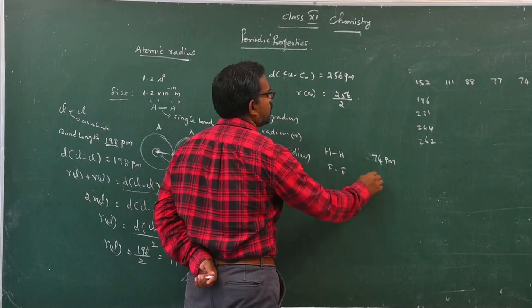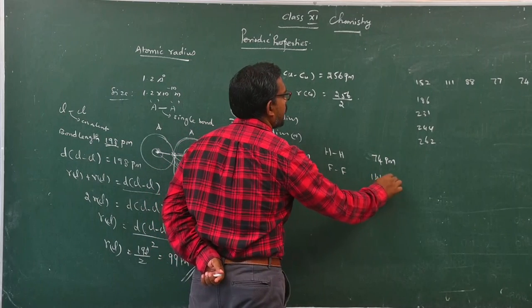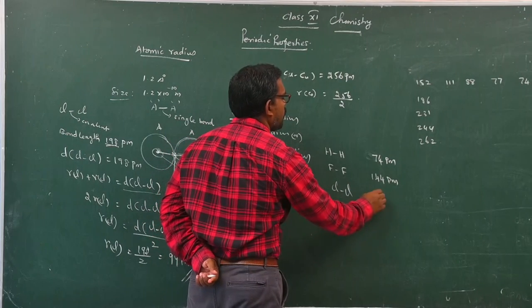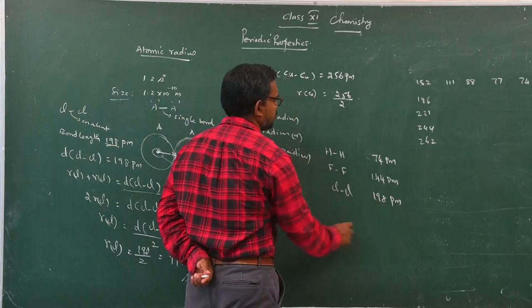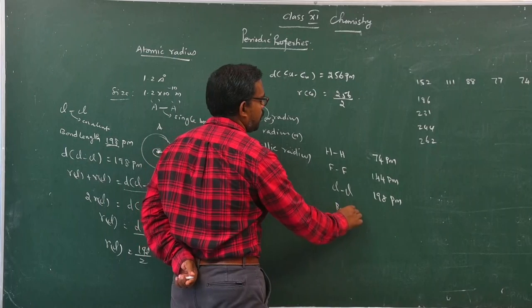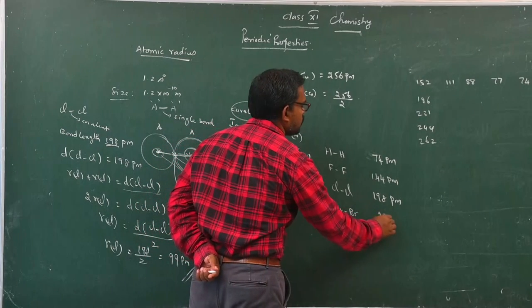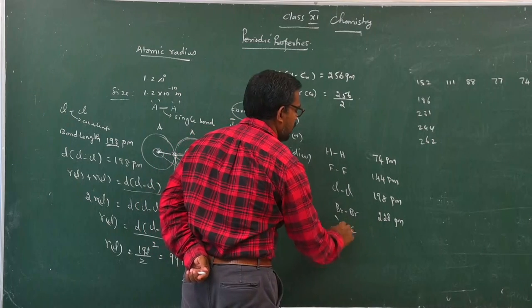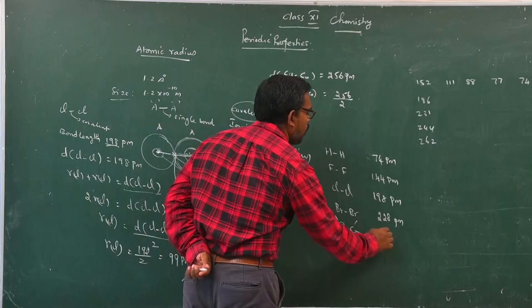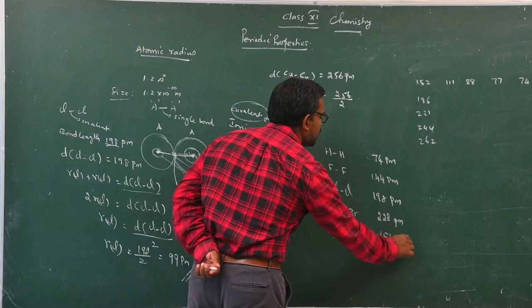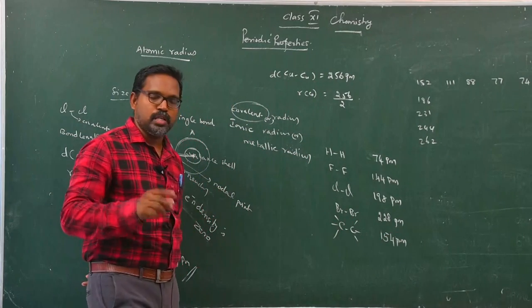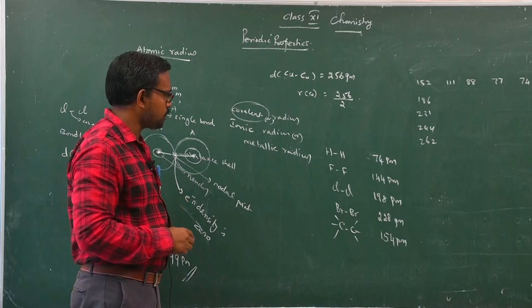Fluorine single bond 144 picometer. Chlorine single bond 198 picometer. Bromine single bond 228 picometer. Carbon single bond 154 picometer. So these are the standard values. You must learn this for the part of calculations.